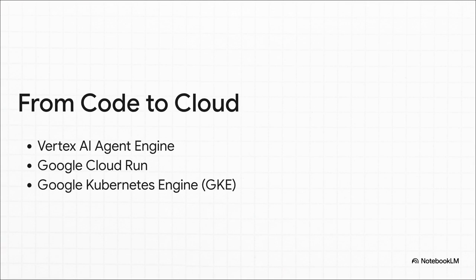It gives you clear, direct paths to run your agents on Google Cloud. You could use the Vertex AI Agent Engine, which is a fully managed option for easy scaling. You could deploy it as a container on Cloud Run for that serverless simplicity. Or if you need maximum control, you can go with Google Kubernetes Engine. The point is, this bridges that critical gap between a cool prototype and something real.